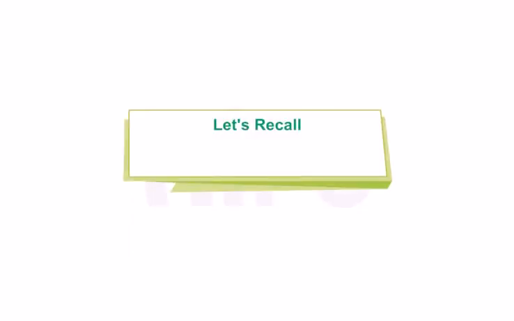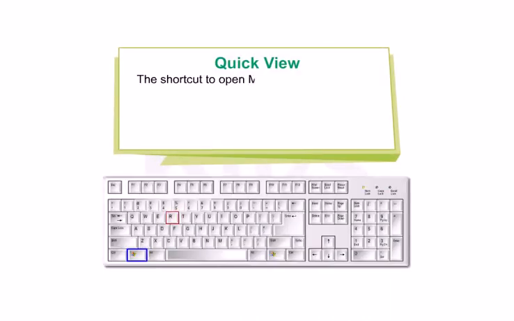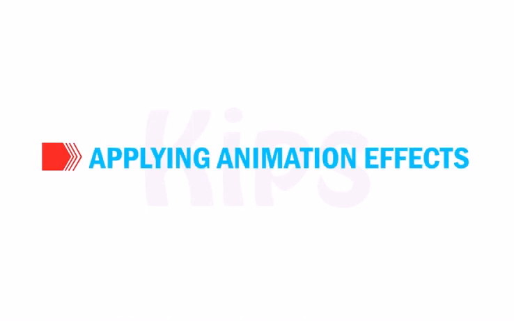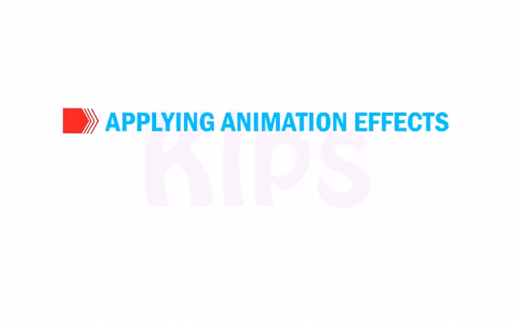Let us quickly recall what is the difference between a slide and a presentation. Let us take a quick view. The shortcut to open Microsoft PowerPoint is Windows key plus R key. The Run box appears. Type in PowerPoint and press the Enter key. Before moving forward, let us first learn about applying animation effects.